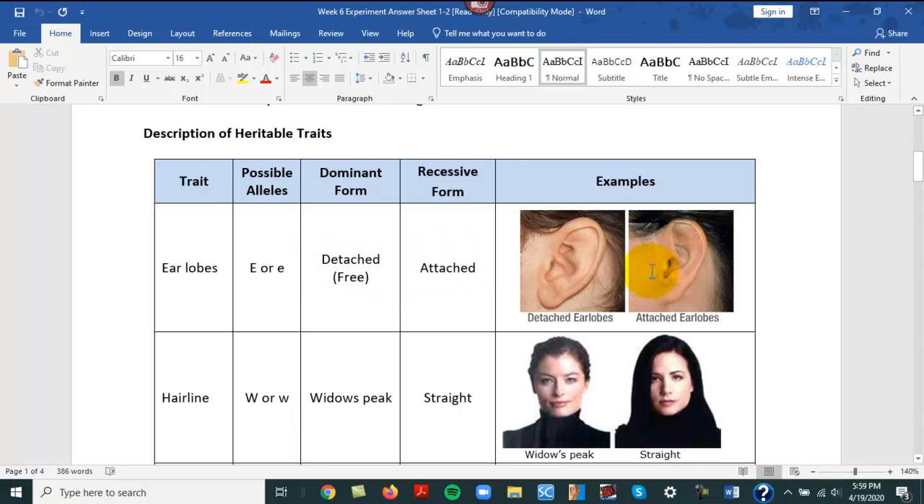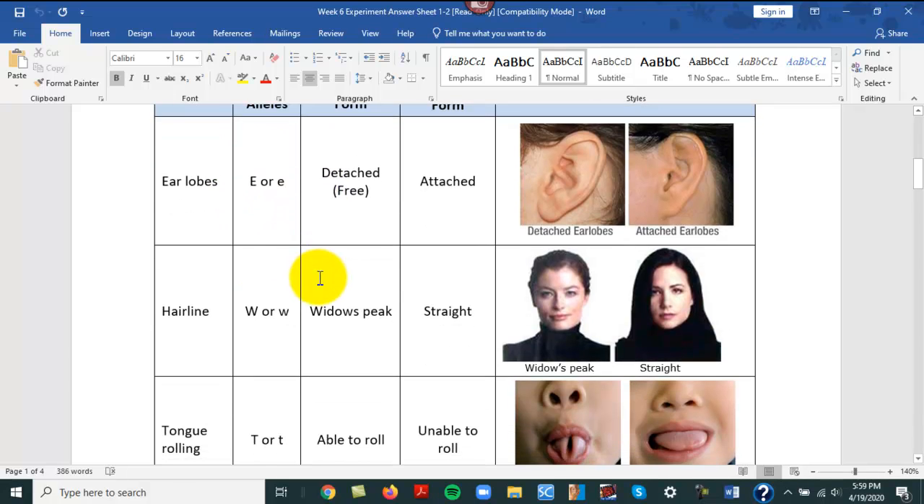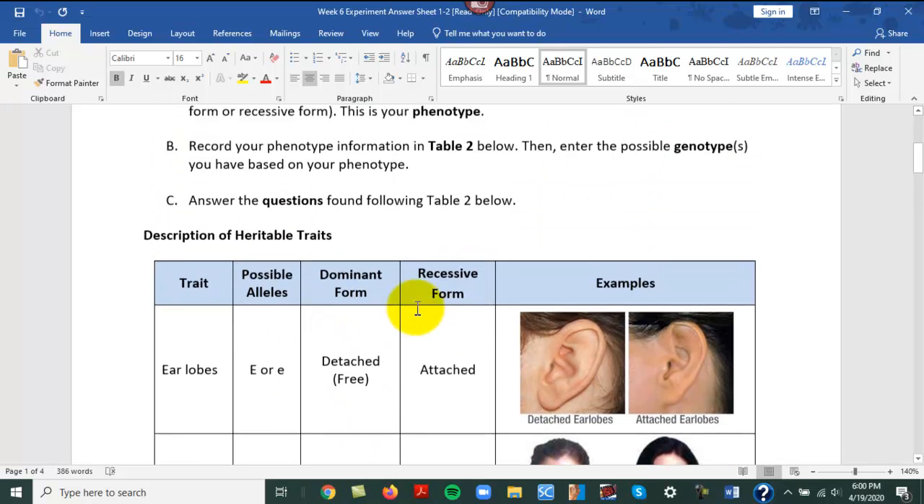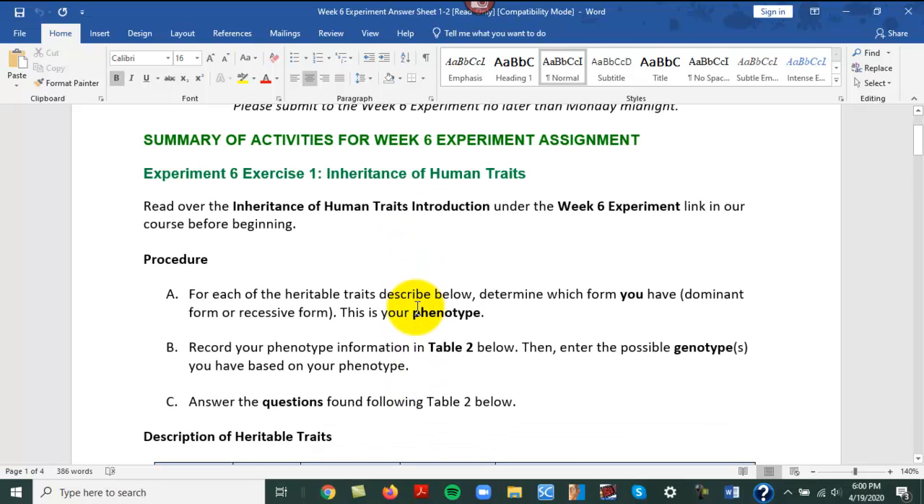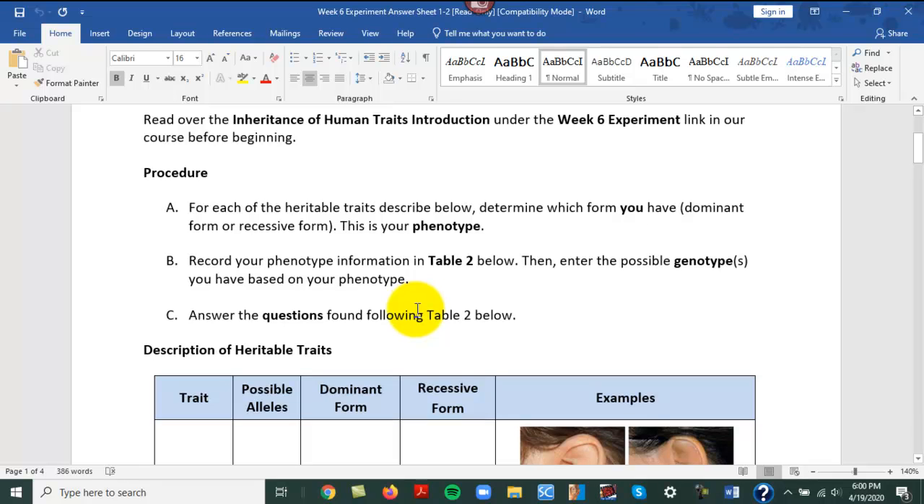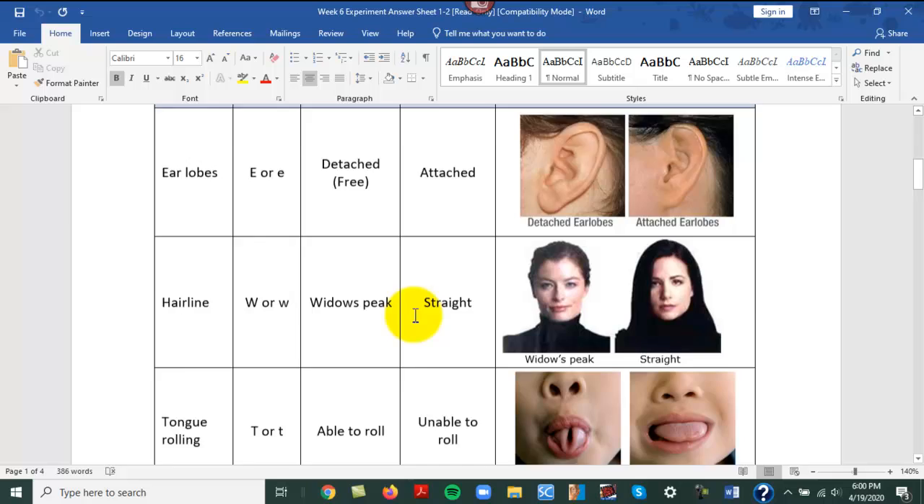In other words, if you have attached earlobes, you got 2 little e's. If your earlobes are detached, you got an E and a little e, or 2 big E's. Widow's peak, this is what I was talking about. Tongue rolling, unable to roll is recessive, so you get 2 little t's. But just remember, dominant traits are always expressed over a recessive trait. So if you get 1 dominant allele and 1 recessive allele, you're going to express the dominant trait.